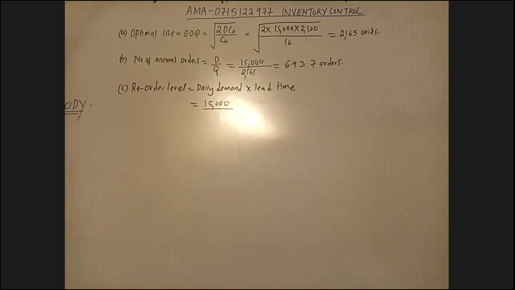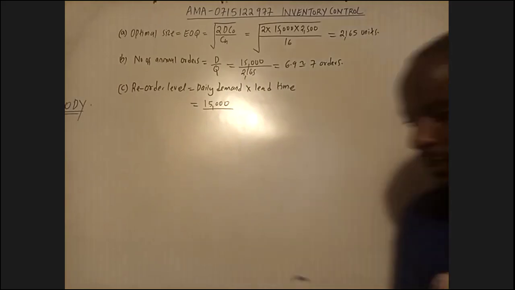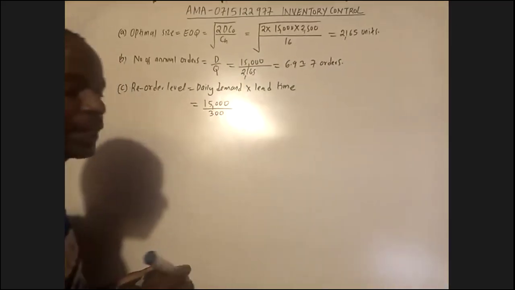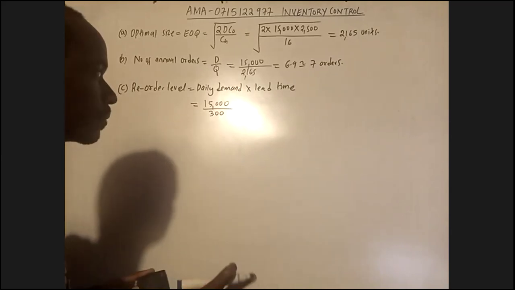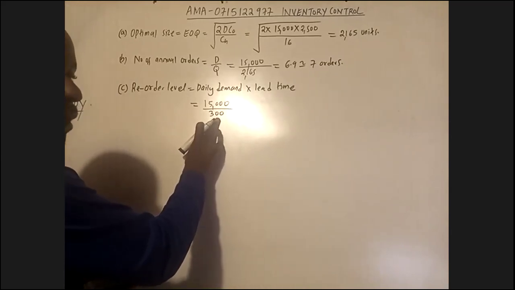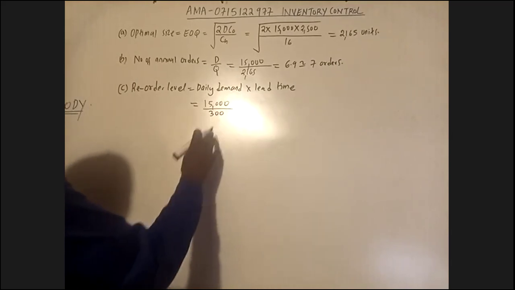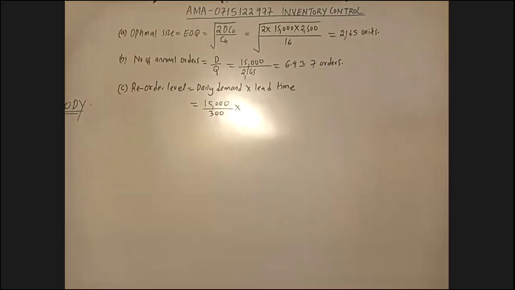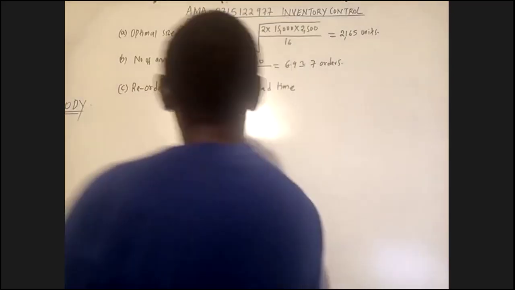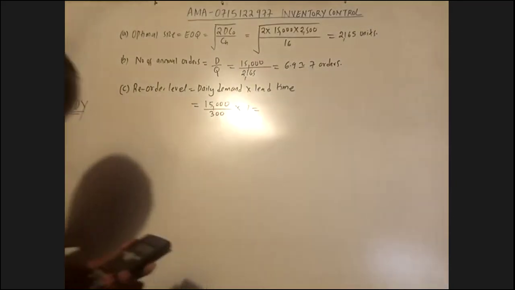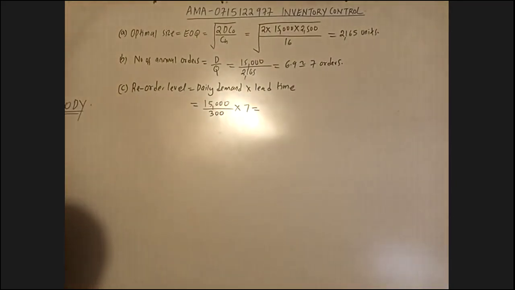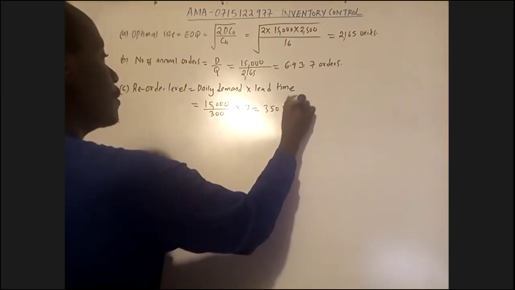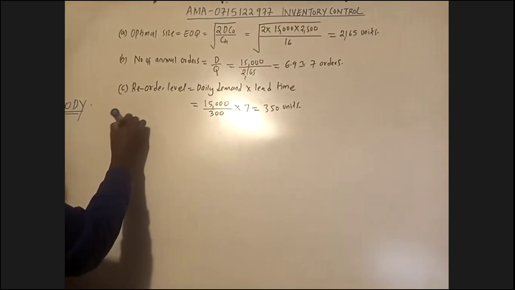The company works for 300 days in a year. So for you to get for a day, we divide by 300. Then you multiply with the lead time. The question says that the lead time is 7 days. So it will be 15,000 divided by 300 times 7, which is our reorder level of 50 units.